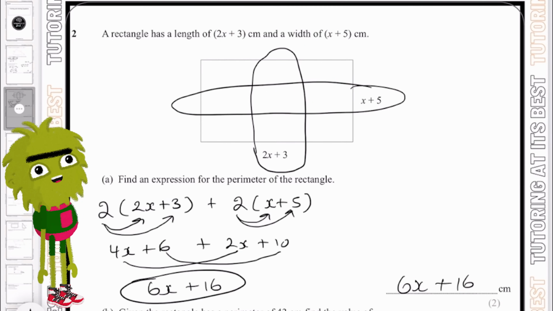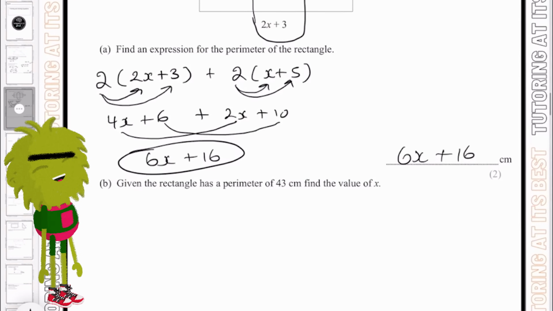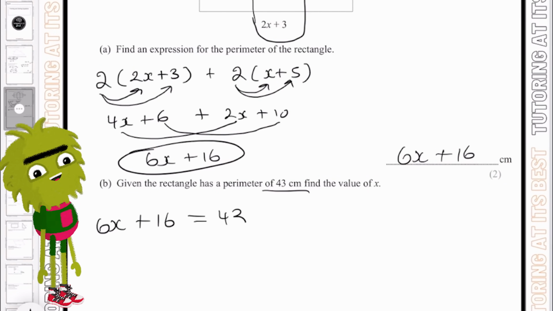But now, given the rectangle having a perimeter of 43 centimeters, we now need to find the value of x. So we know the expression is 6x plus 16, and we know this equals 43. Let's now go ahead and make x the subject.